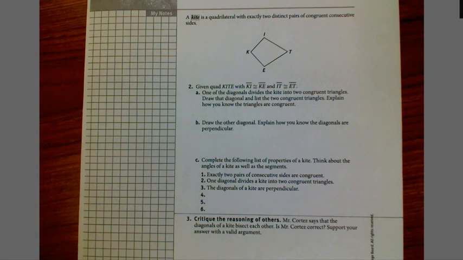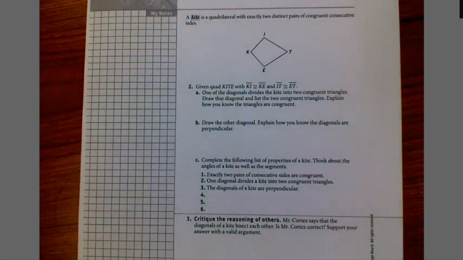Section 2 says, a kite is a quadrilateral with exactly two distinct pairs of congruent consecutive sides. Number 2, given quad kite with KI congruent to KE and IT congruent to ET, one of the diagonals divides the kite into two congruent triangles. A. Draw that diagonal and list the two congruent triangles and explain how you know that the triangles are congruent.